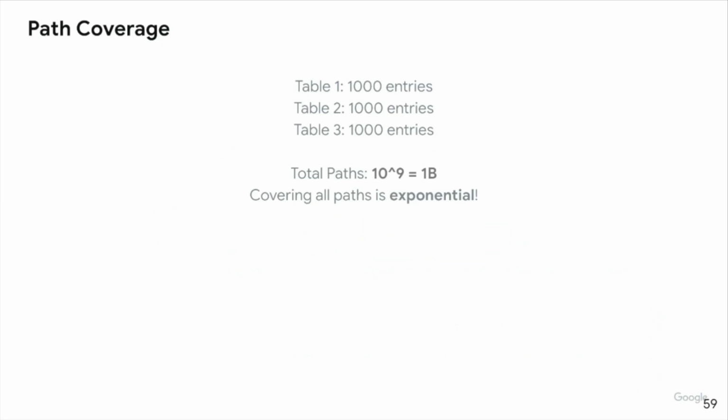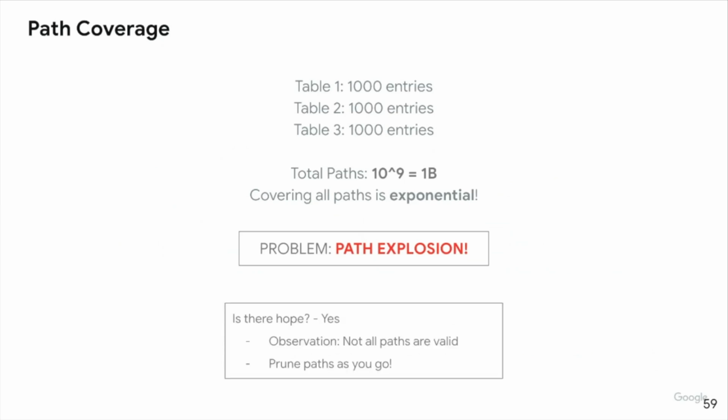If you had 1000 entries per table and 3 tables, that's just a billion paths, and this is exponential. So this leads to a path explosion problem. You cannot cover everything when you're doing symbolic execution. So is there a hope here? So the hope is that we can prune paths as you go, because not all paths are valid.